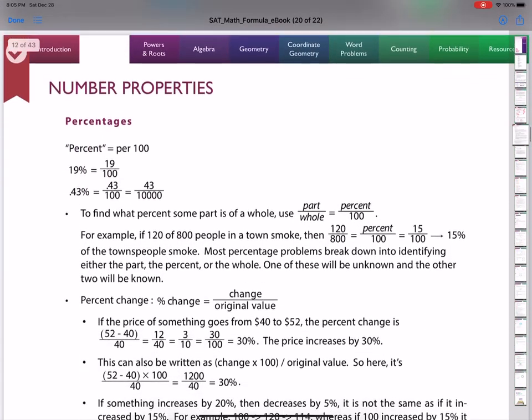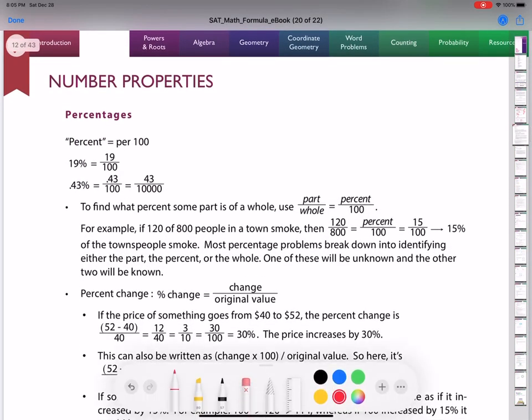Okay, what about percentage? Percent means what? Per 100. 19% means 19 over 100. 0.43% means 0.43 over 100, which means 43 over 10,000. So how can you solve problems using percentage? Part of a whole is a percent over 100. Usually this equation is very useful. For example, if 120 out of 800 people in the town smoke, then 120 over 800 should be equal to the percentage over 100.